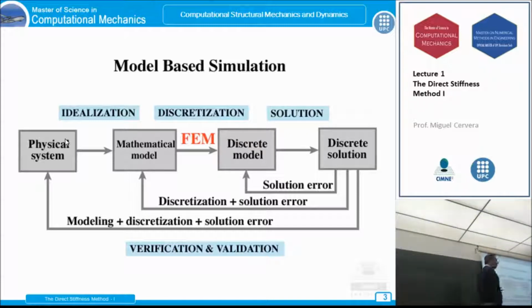Okay? And finally, if we compare the solution of the mathematical model with the physical reality, then we are adding whatever modeling error we have introduced during the idealization. Okay? This process of trying to measure the error that we have done in the different phases of the simulation is called verification and validation.